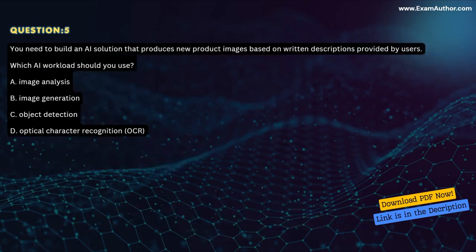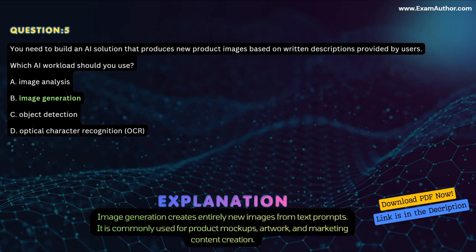Question 5. You need to build an AI solution that produces new product images based on written descriptions provided by users. Which AI workload should you use? A. Image analysis. B. Image generation. C. Object detection. D. Optical character recognition (OCR). Answer B. Image generation. Explanation. Image generation creates entirely new images from text prompts. It is commonly used for product mock-ups, artwork, and marketing content creation.